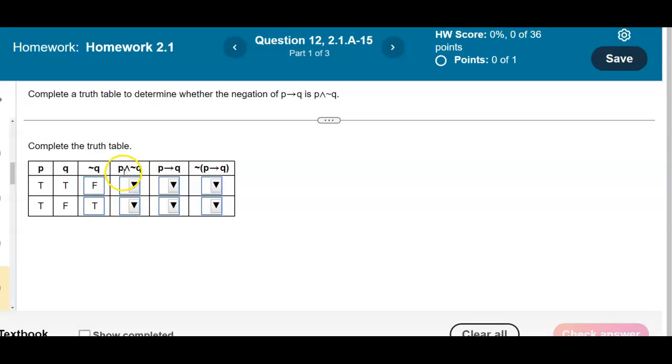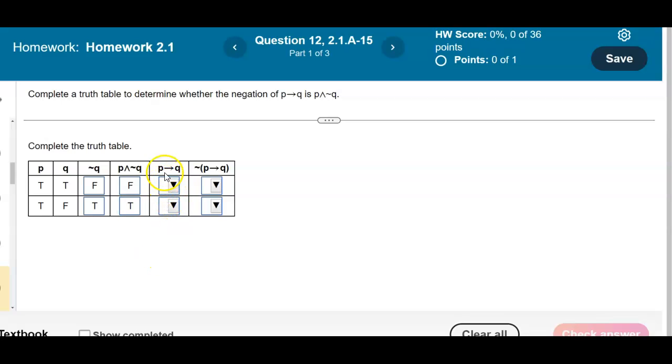Now we need to find P and the negation of Q. Remember, when you're looking at "and," if one of them is false, then it's false. So we have P, which is true, the negation of Q is false, therefore this is false. Now for P, which is true, and the negation of Q is true, that means that this is true.